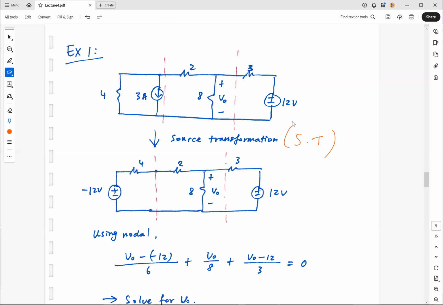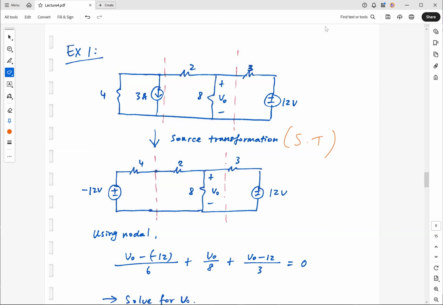The idea is that we want to simplify our analysis. If I can keep the sources in one type, so I can convert everything into a voltage source or a current source, perhaps that will help me simplify my analysis. So let's see how we can do something like that.